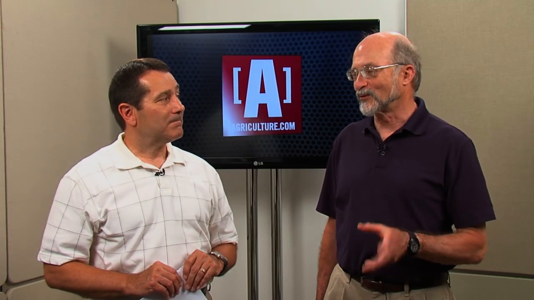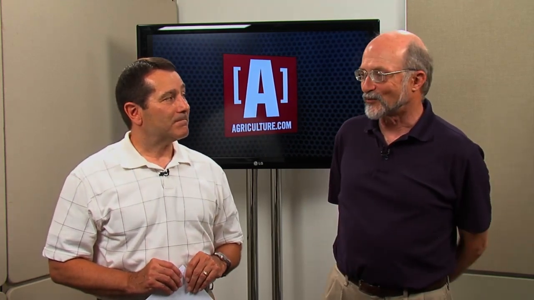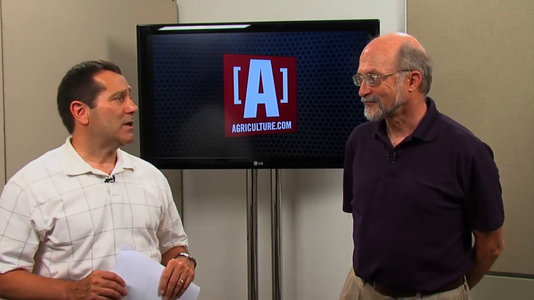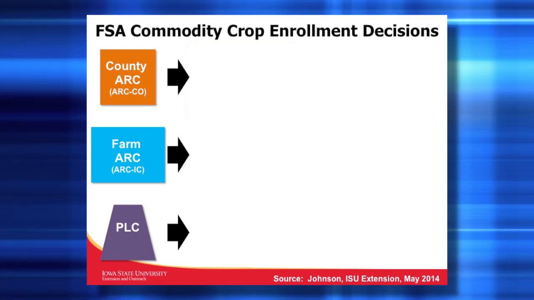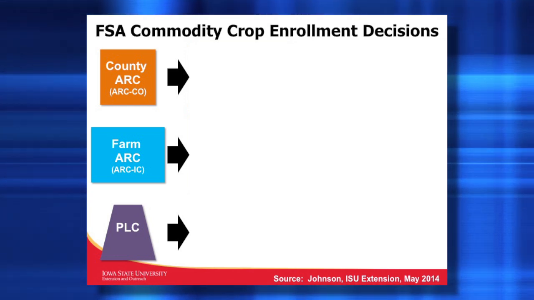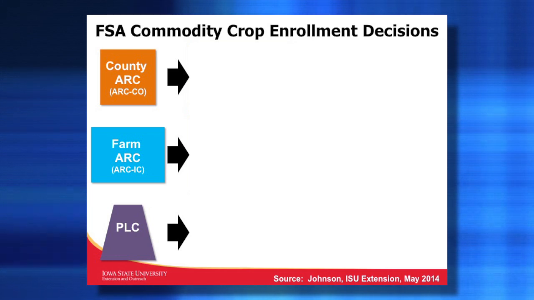Steve, why don't we recap a little bit the main programs that people are going to have to be looking at over the next few months? Sure. We call this the ARC PLC programs. So there are two different ARC programs. They're both revenue-based. One is called County ARC or ARC-CO. The other is called Farm ARC or ARC-IC. They will use both yields and prices to calculate benchmark revenues. And again, a farmer or landowner that signs up for this program will have some information that they're going to have to discern before they ever sign up.